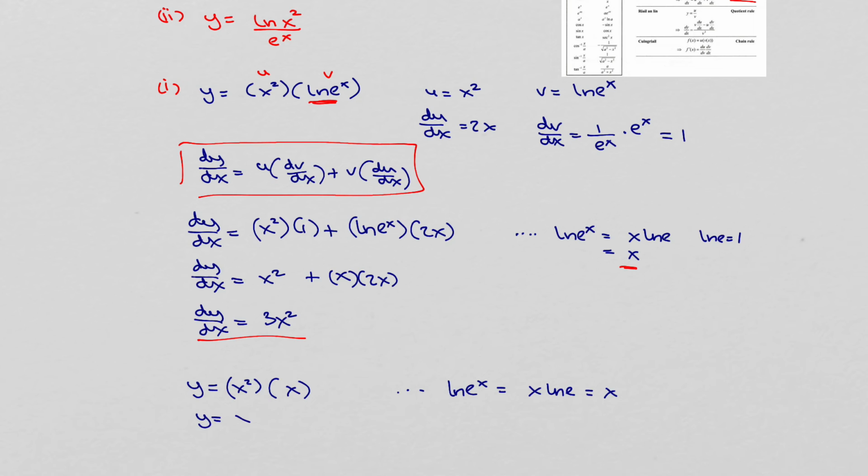Then y would be equal to x cubed, and therefore dy dx is 3x squared, which is a much quicker way of doing the question. But as I said, you would have to spot your log rules at the start to see that simplification. Okay, so the second one then was ln x squared over e to the x.